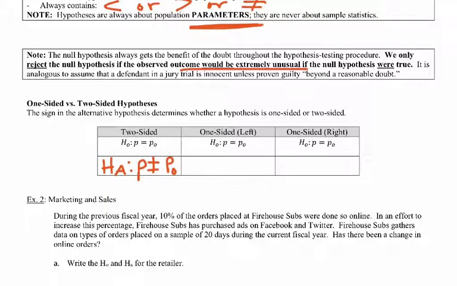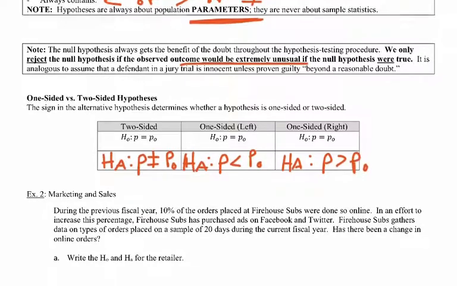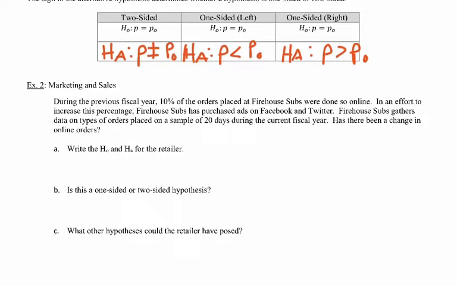A one-sided hypothesis, the null is the same, P equals whatever we think it is, because the null hypothesis always takes equals. The alternative for a one-sided hypothesis on the left would be that P is less than P naught. And then a one-sided hypothesis on the right would look like this for the alternative, P is greater than P naught. So let's look at an example and let's write the hypotheses for this example. It says, during the previous fiscal year, 10% of the orders placed at Firehouse Subs were done so online.